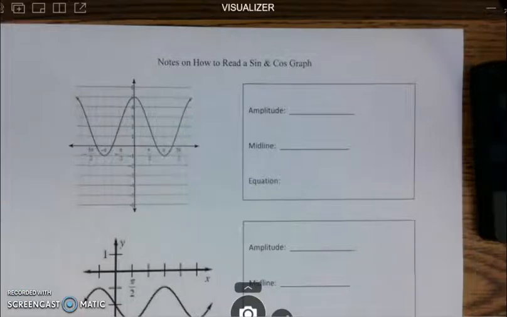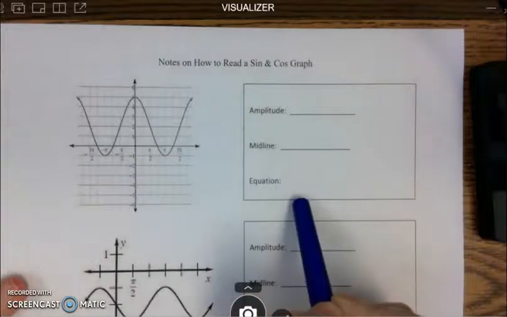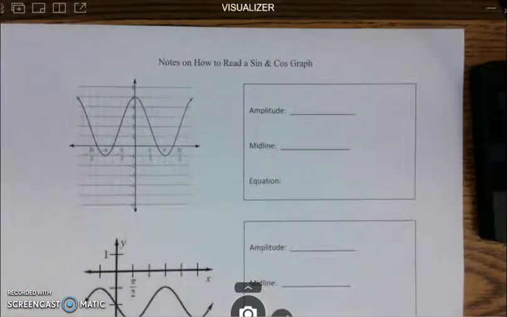Hey guys, so let's talk about how to read a graph and get some equations. Let's start with amplitude and midline.